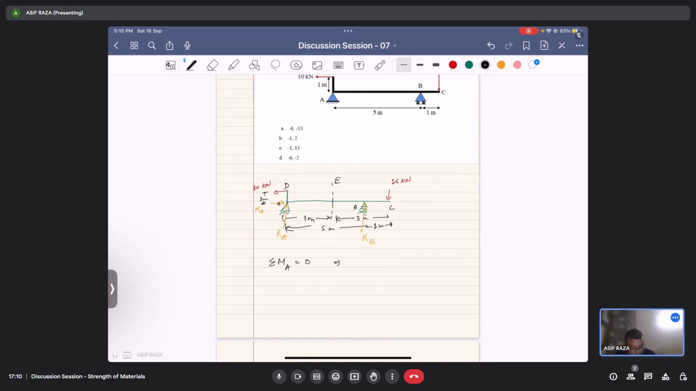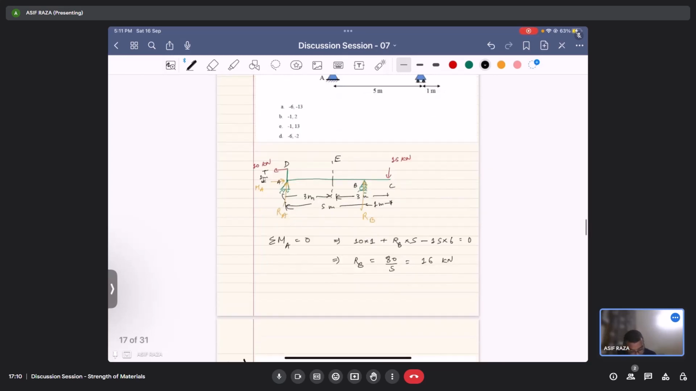So this would give me 10 into 1 plus RB into 5 minus 15 into 6. This is equal to 0. So RB would be equal to 15 into 6, 90, minus 10, 80, divided by 5, this would be equal to 16 kilonewton.